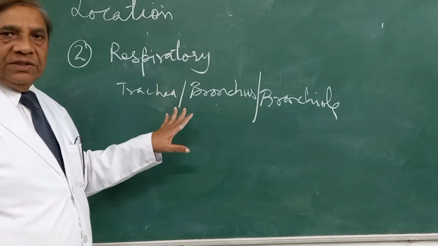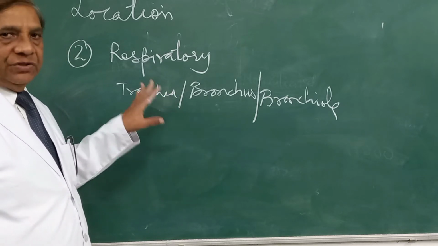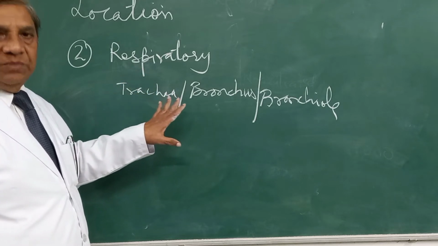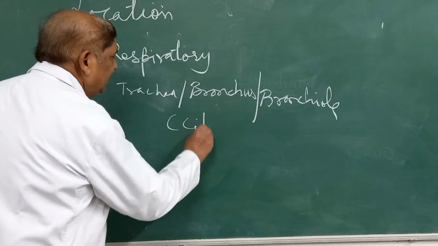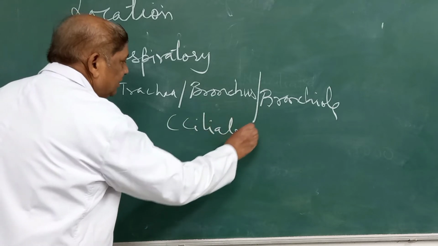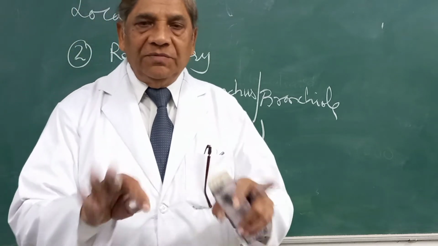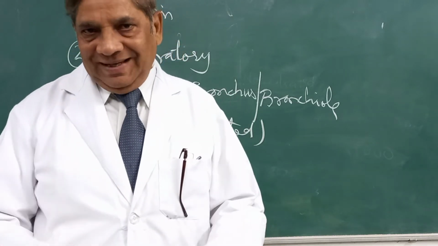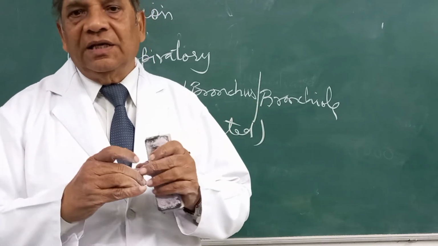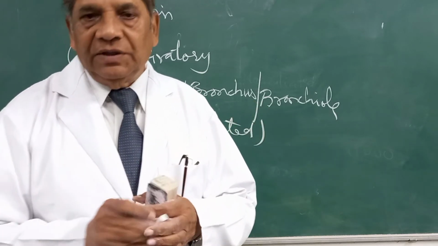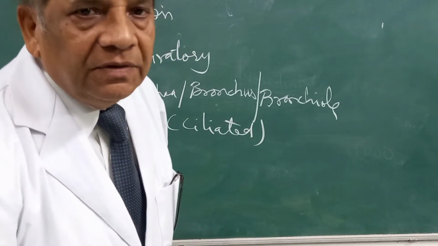So this tubular structure of the respiratory tract is lined by the pseudostratified epithelium, which is ciliated. So these are ciliated epithelium. What does it mean, ciliated epithelium? It means that from the apical surface of the cells there come out cilia, and these cilia keep on beating and they are helpful in the removal of the mucus secretion there.